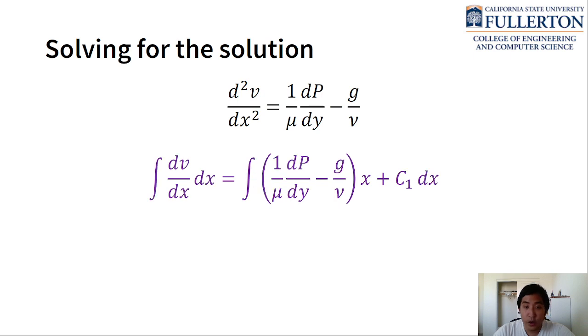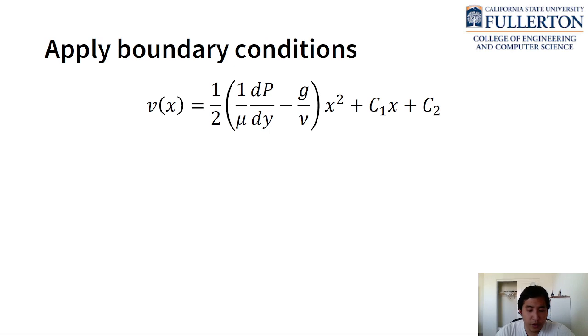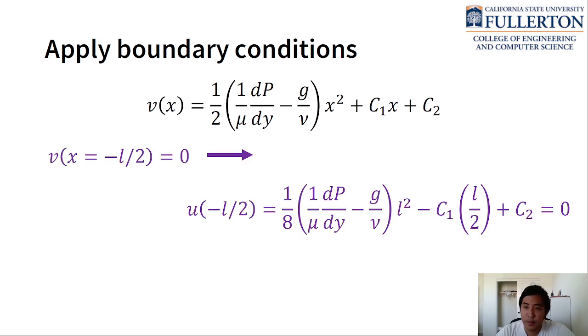Okay, so let's go ahead and integrate one more time. On the left-hand side, we get v of x, and on the right-hand side, we get the integral of x, which is 1/2 x squared, times the pressure gradient and the gravity term. Then we have C1 x plus C2. At this point, we're ready to apply boundary conditions. So there is our general solution.